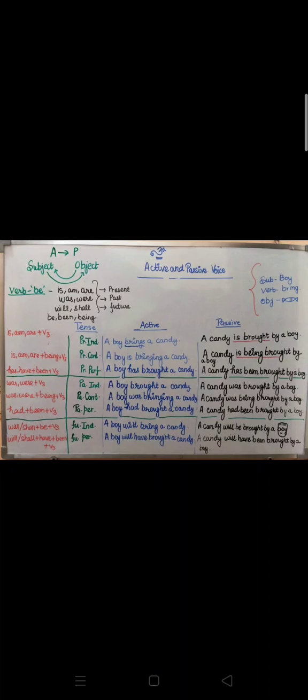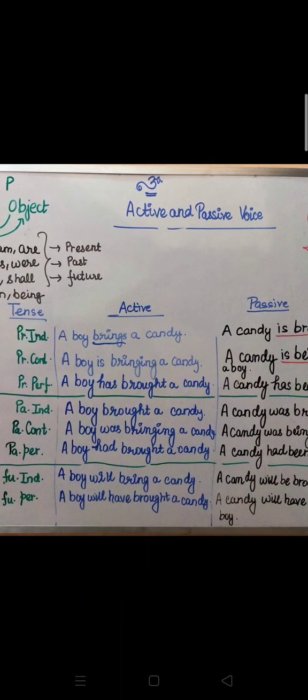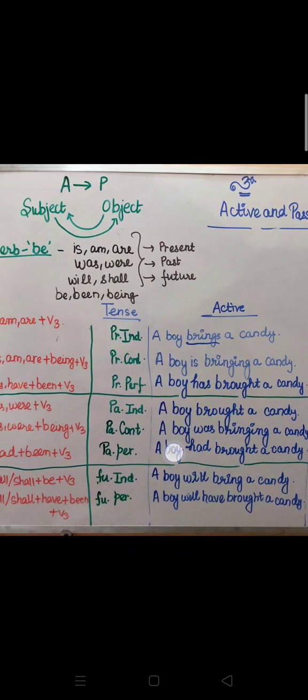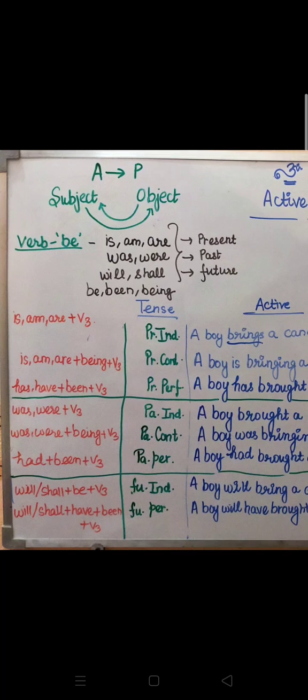The subject that we chose was boy. The verb that we took was bring, because brought is the past form of bring. Now the object that we had was candy. So if we talk about present indefinite tense, but before that there is something very essential for everybody to understand: in active and passive voice we are going to use the be form of verb. Many a time students forget, but it is not at all an issue. Here is the time when we can revise it.